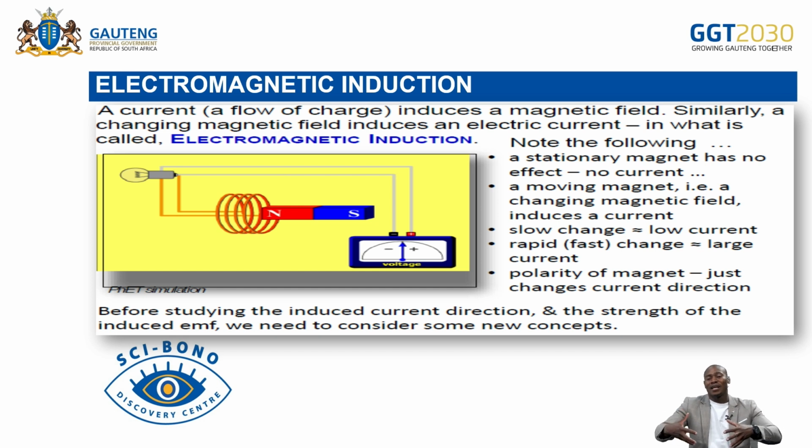Remember, initially when I was doing those three scenarios, the straight conductor, the loop, and also the solenoid, I was using a source of power, which is the battery. That will produce the current, and if there's current flowing, then there will be a magnetic field. But now, when it comes to electromagnetic induction, we want to produce current using the changing magnetic field.